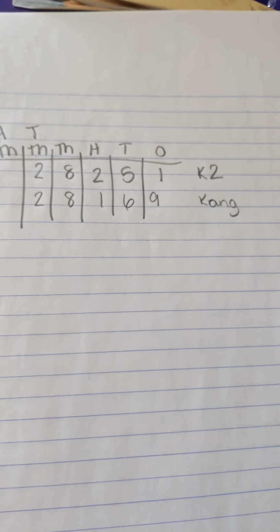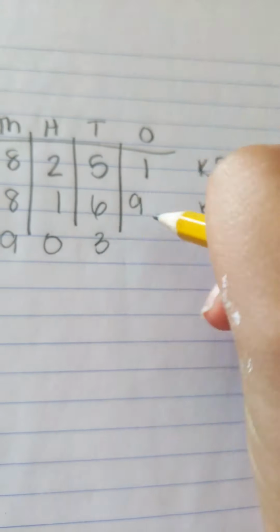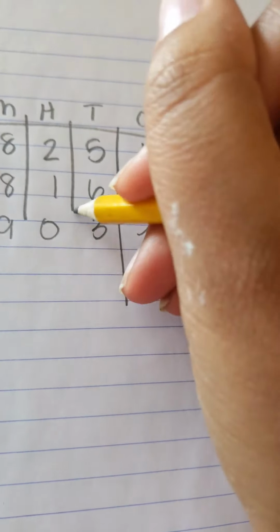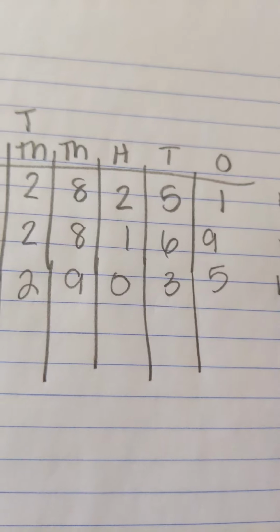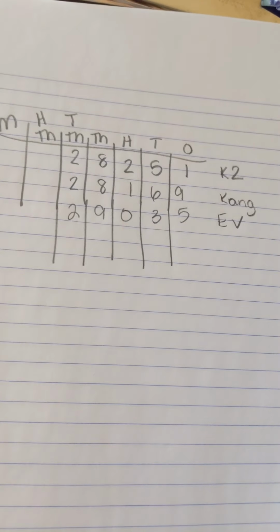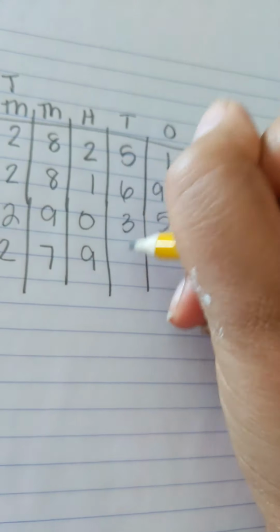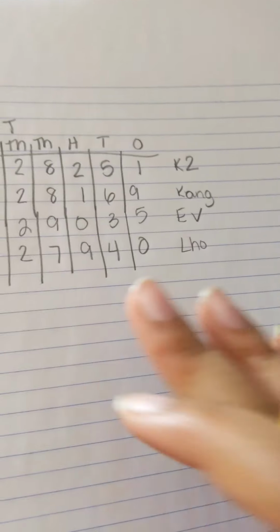Then we've got 29,035. And we're going to call that one Everest. I'm just going to write EV. And I'm not even sure the last one. So we're going to write it in. And we're just going to call that LHO, Lhotse, I think maybe? I don't know.